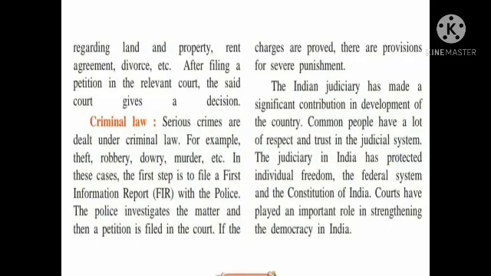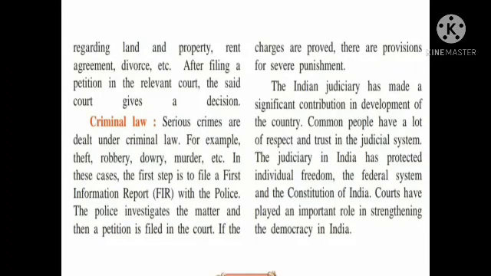The last one which we need to discuss and really look into is the criminal law. Now, many of you might have heard, he's a criminal lawyer. He is a civil lawyer. So when you are going to a lawyer, or if you intend in future to become a lawyer, you really need to decide what lawyer you want to become. You want to be a criminal lawyer? You want to be a civil lawyer? Now, serious crimes are dealt under criminal law. As I mentioned before, theft, robbery, dowry, murder, all this comes in the criminal law.